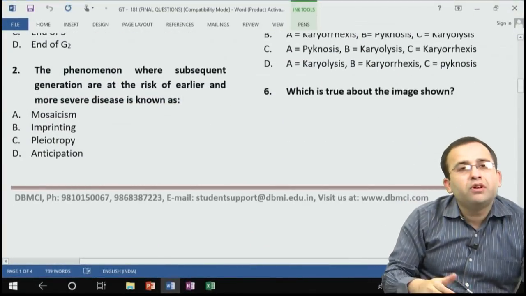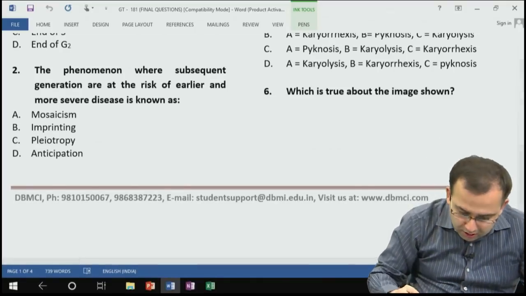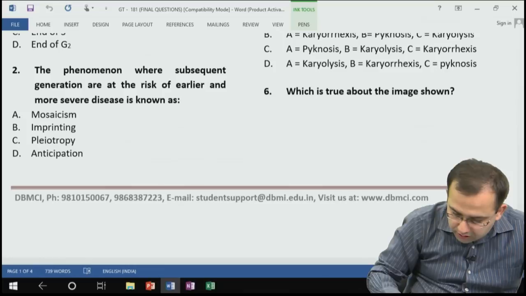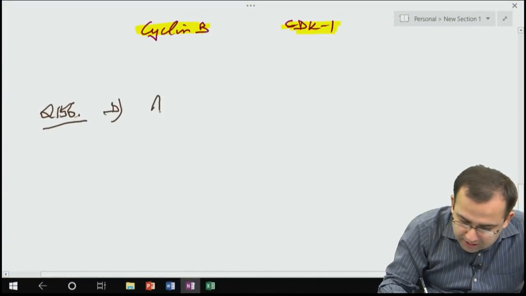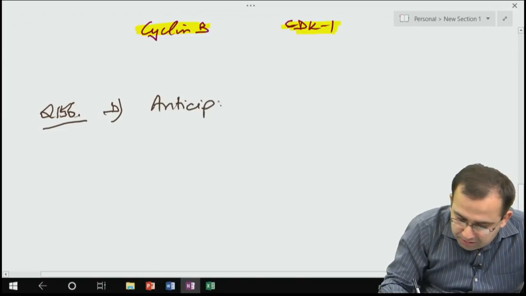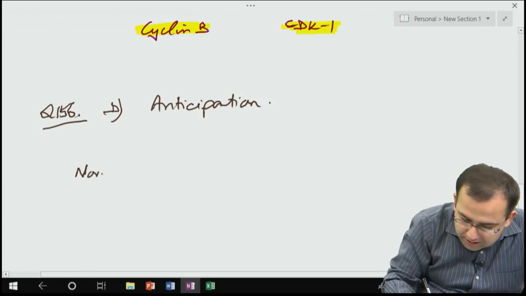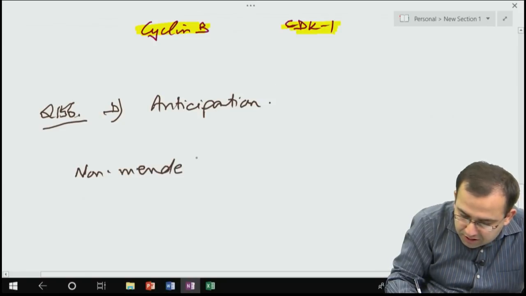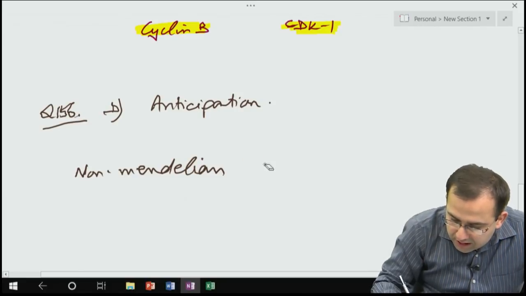Phenomena where subsequent generations are at an increased risk is called anticipation. That is question 156, answer D, anticipation. Anticipation is a phenomenon seen in non-Mendelian inheritance.